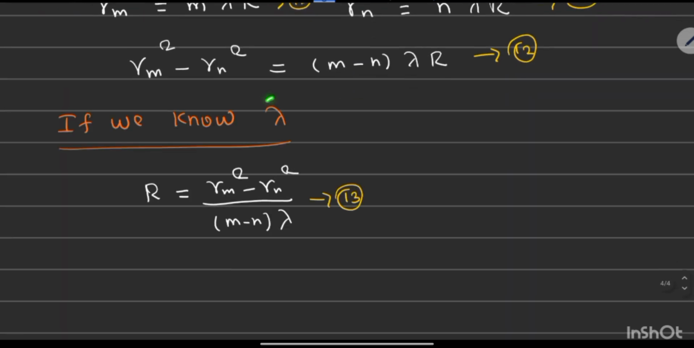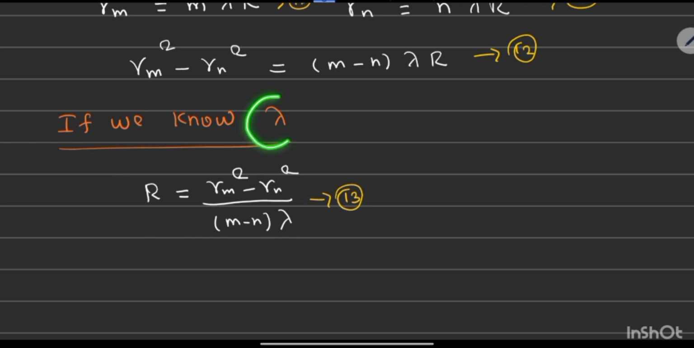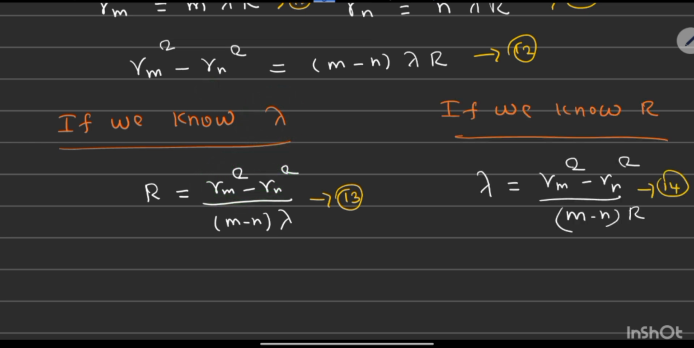If we know lambda, rearranging this expression gives the radius of curvature of an unknown plano-convex lens, whose radius of curvature we don't know. That can be estimated if we know lambda and these differences. Now if we know R and don't know lambda, we can find the wavelength of an unknown light source with the help of a plano-convex lens whose radius of curvature we know, using this formula.